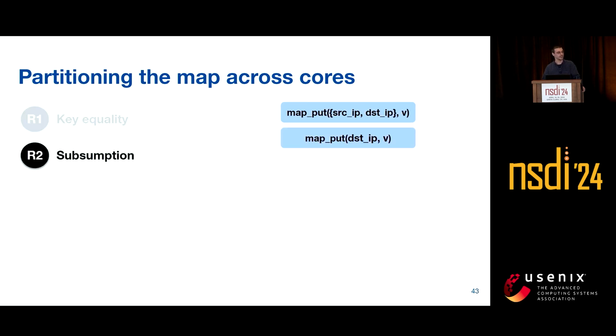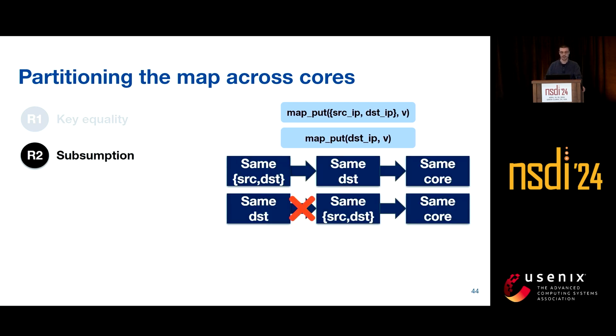The second insight is called subsumption. Imagine that you have a network function that actually performs 2 map operations. One uses both the source and destination addresses as key, and the other one uses just the destination address. Notice that packets having both the same source and destination address will always have the same destination address and therefore should be sent to the same core. The same cannot be said about packets having only the same destination address. They might differ in the source information.